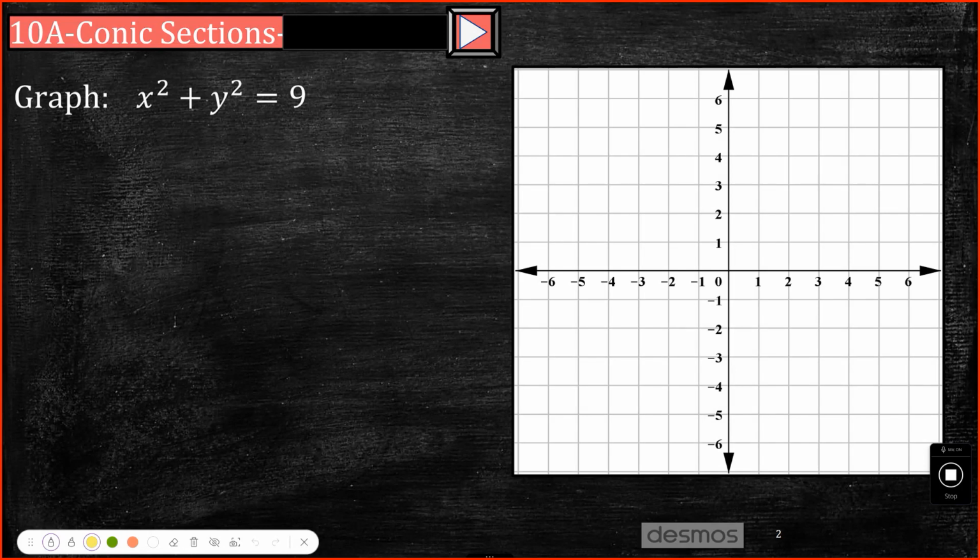This is section 10A, conic sections. Graph x squared plus y squared equals 9.